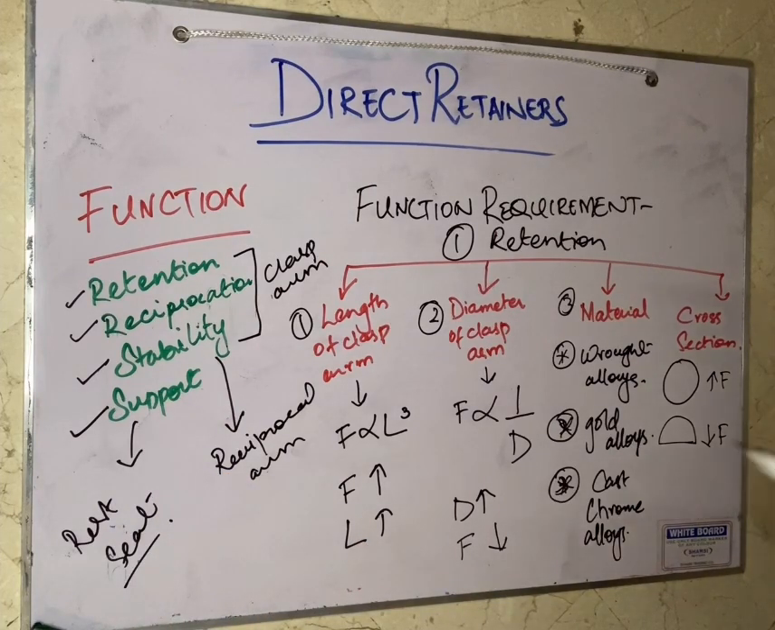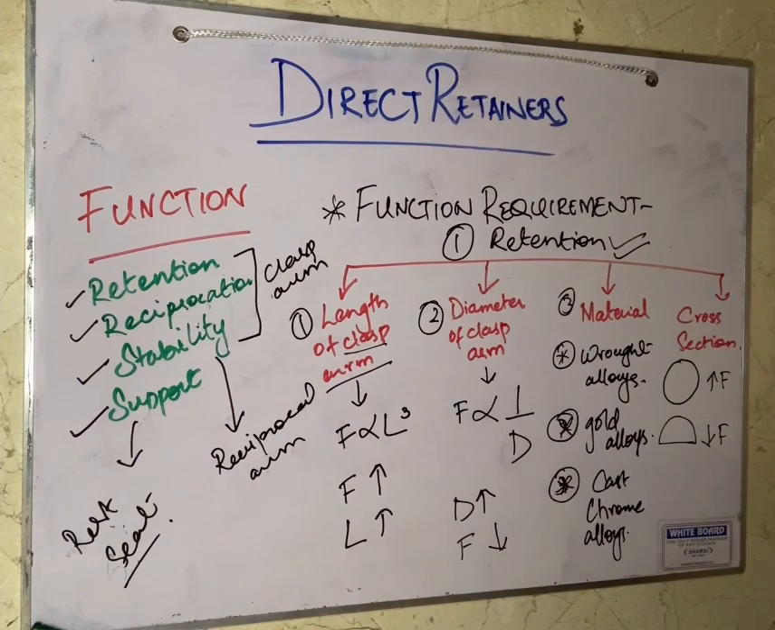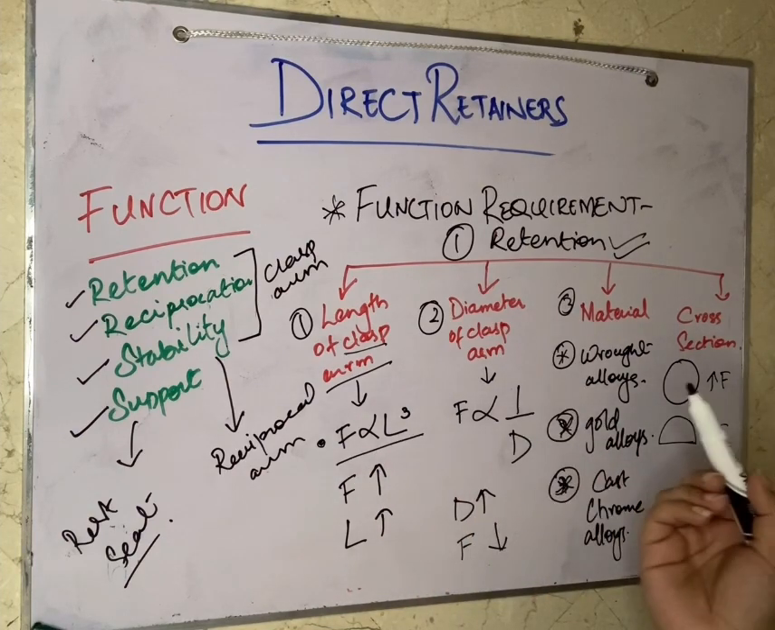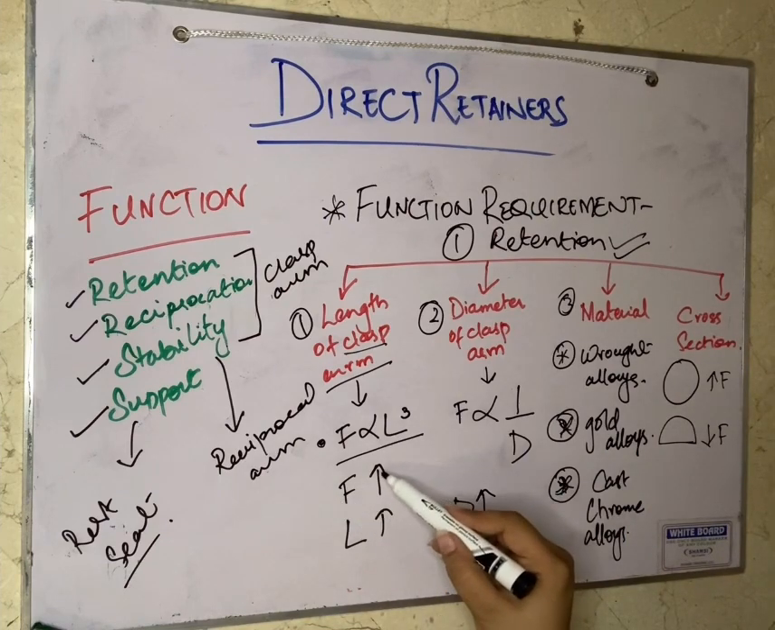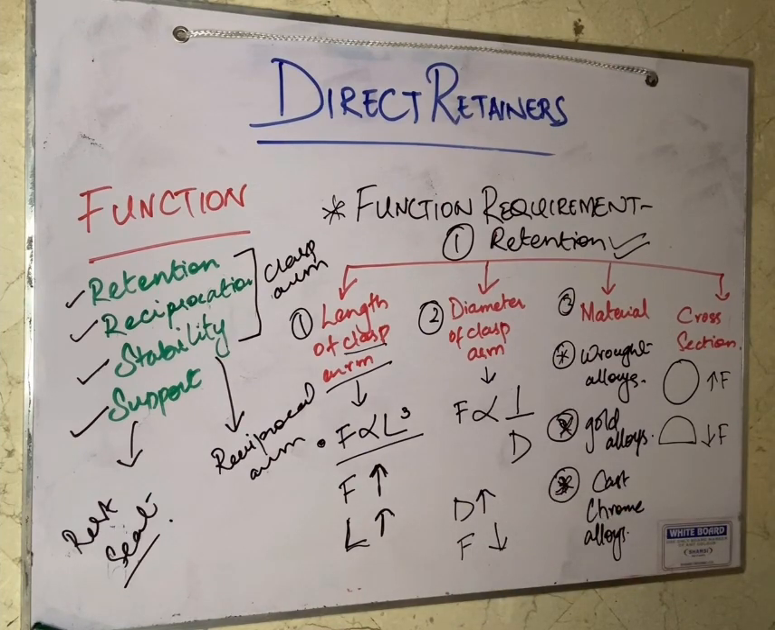Now, what are the functional requirements expected out of any direct retainer that is to be made? First and foremost is retention. How can retention be achieved? First of all, the length of the clasp arm really matters. As we discussed previously, flexibility is directly proportional to length cubed. That means the flexibility will go up if the length goes up. This means the flexibility will increase if it has a longer clasp arm.